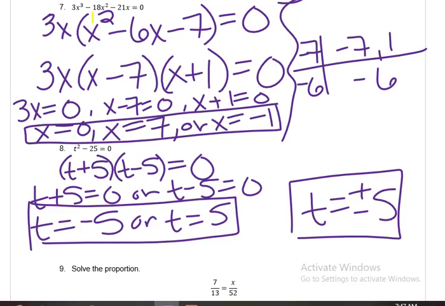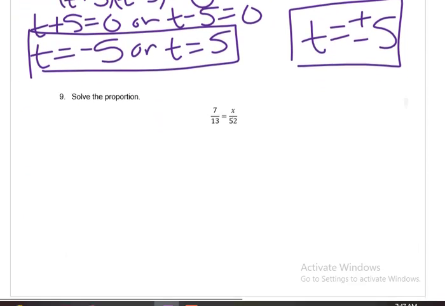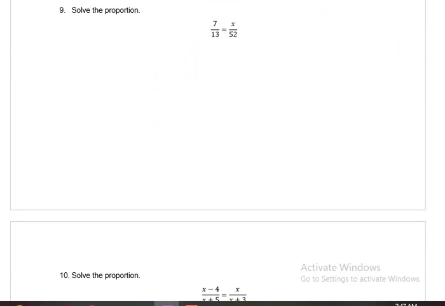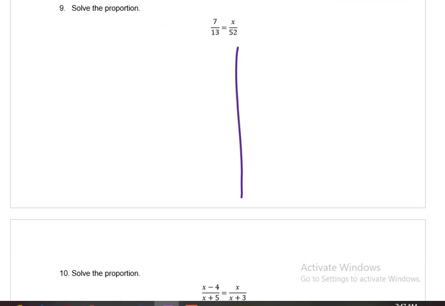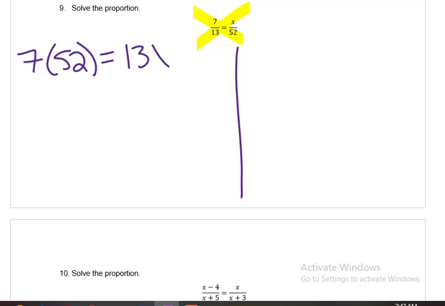Moving on to material from section 7.6. Solve the proportion. When we're going to solve this proportion, we can cross multiply. But if you look, we can actually solve this in two different ways for this review. We can cross multiply: the product of the means is equal to the product of the extremes. And that would give me 7 times 52 is equal to 13 times x.